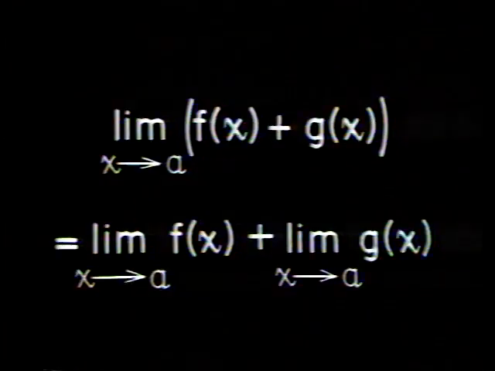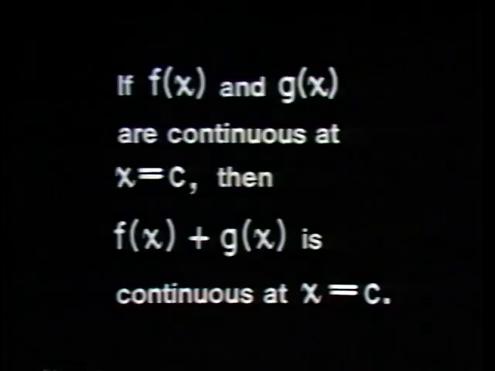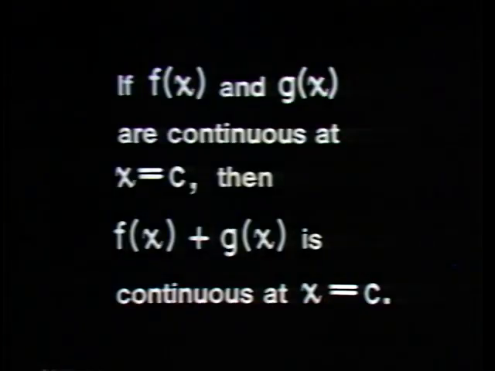Let's hypothesize several continuity theorems and at the same time contrast them with their corresponding limit theorems. And then in a moment we'll prove at least one of the continuity theorems. First limit theorem, the limit of a sum equals the sum of the limits, if the limits exist, of course. Similarly, if f at x and g at x are continuous at x equals c, then the function defined by adding f at x and g at x is also continuous at x equals c.